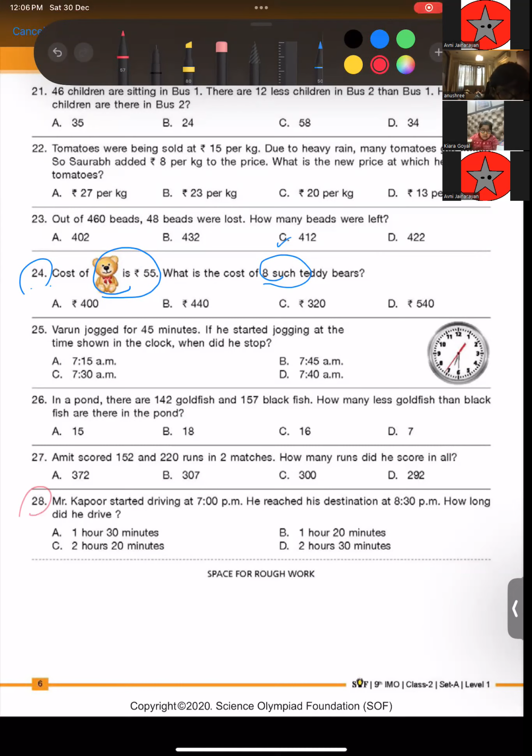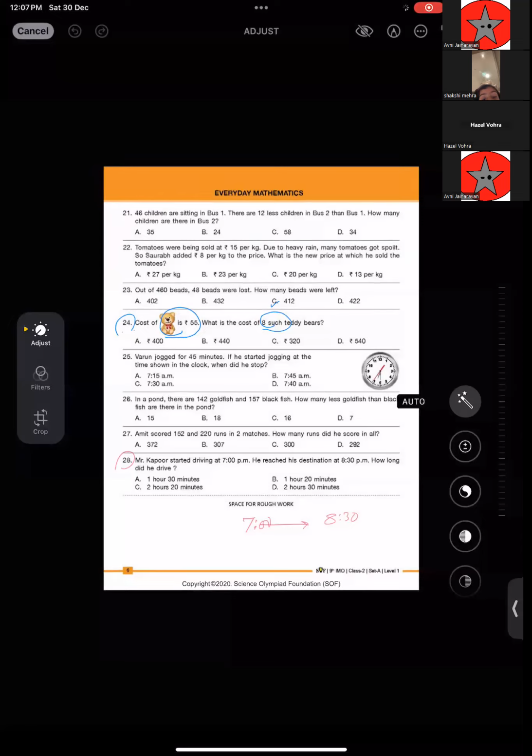Mr. Kapoor started driving at 7 p.m. He reached the destination at 8:30 p.m. Very easy. How long did he drive for? 1 hour and 30 minutes. Yes. Sakshi, did you understand? Ye kaise hua? Ma'am, yes. Because 7 to 8 is 1 hour and 8 to 8:30 is 30 minutes, so 1 hour 30 minutes. Excellent. Chalo, we are moving to the next one.